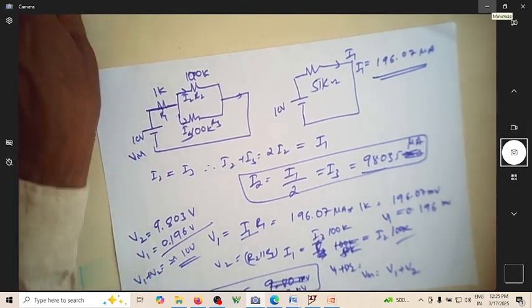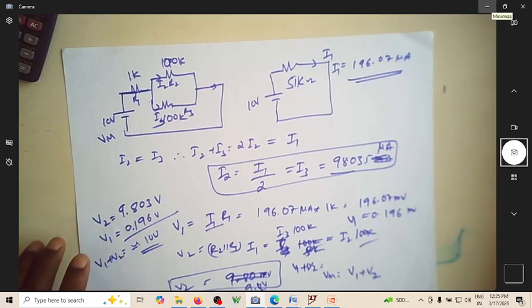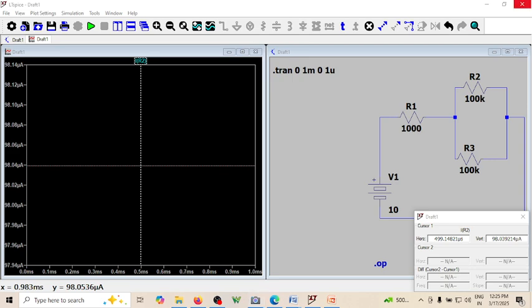So this way you can comfortably do all the simulations, so that you can verify all those circuits from the equations to the simulations.